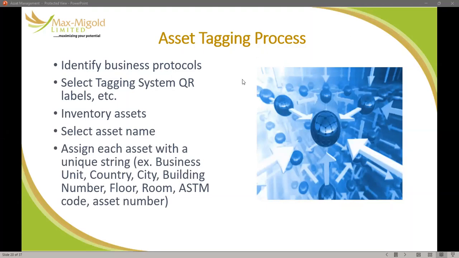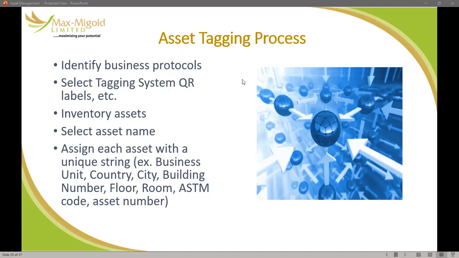So the process you take when you are doing your asset tagging: 1, you identify the business protocol. Then 2, select tagging system. Is it QR that you want to use? Is it RFID that you want to use? Then inventory assets, the asset name. Then you can now assign each asset a unique string. For example, you can use your business unit, you can use country, you can use city.